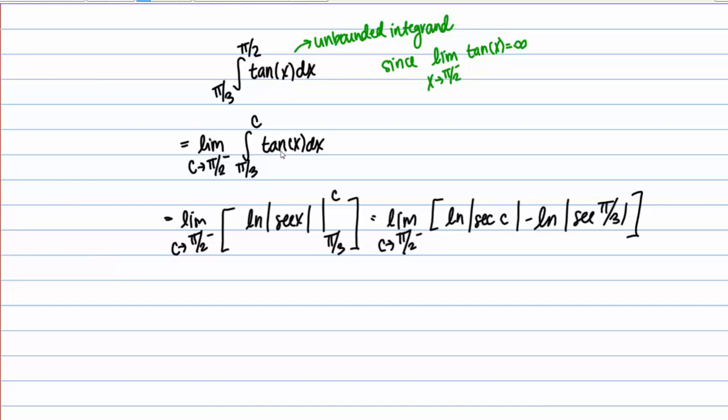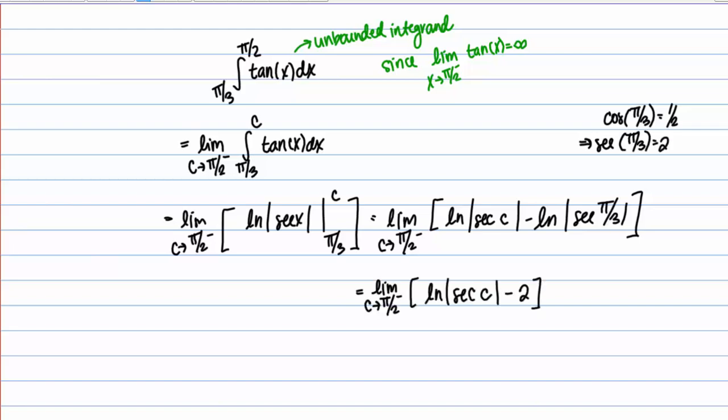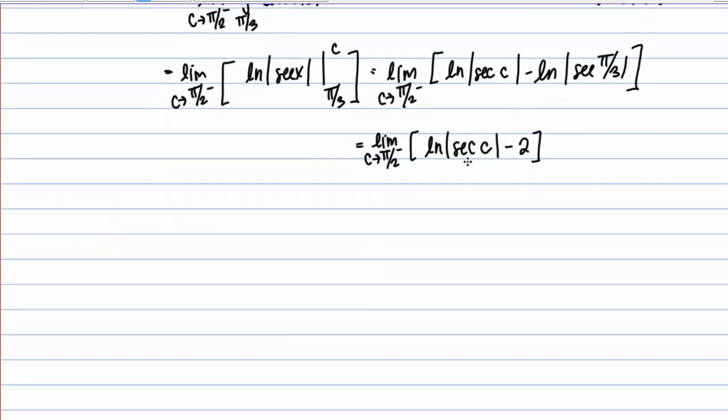Now we can go ahead and evaluate the secant of pi over 3. So we know that the cosine of pi over 3 is 1/2. Okay, so that tells us then that the secant of pi over 3 equals 2. So now what remains for me to do is actually think about what this limit is going to give me. Now, it might be a little bit easier for us to think about things in terms of cosine, since we're a little bit more familiar with that. So I'm going to rewrite this a little bit.